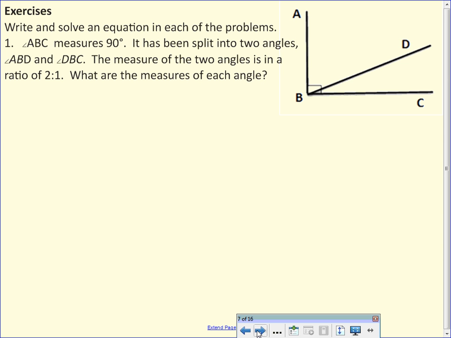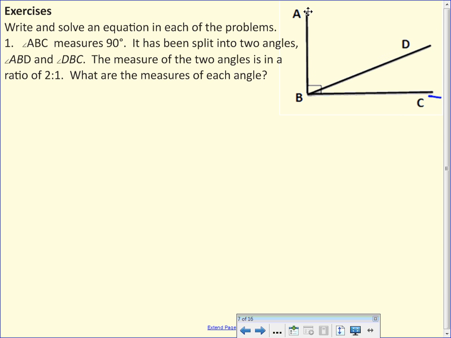Alright, we're going to try one more together, and then the rest you're going to try on your own. So let's take a look at number 1. Write and solve an equation in each of the problems. So angle ABC measures 90 degrees. That's what that little box tells us, that it's a 90-degree angle. It's split between two angles, ABD and DBC. So we've got this angle here and that angle here.